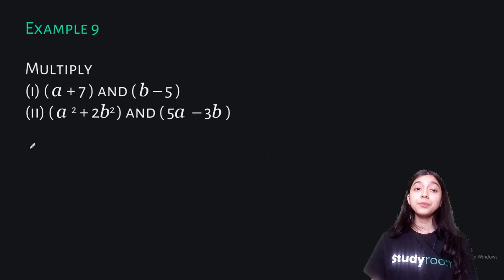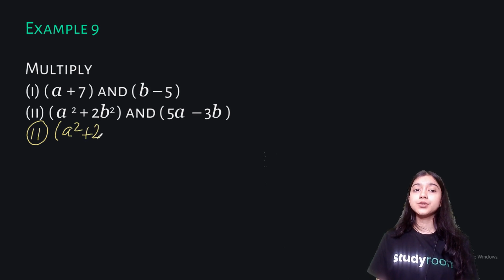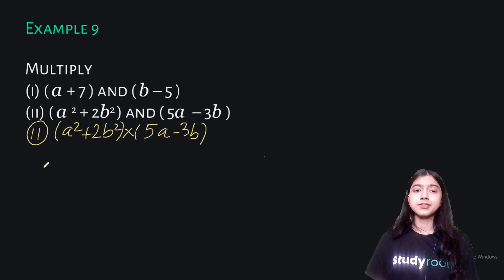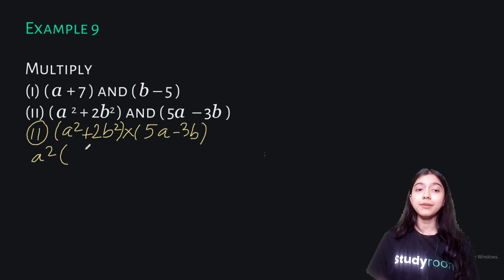The second example that we have over here is, the first binomial is a square plus 2 times of b square. And it is multiplied with 5 times of a minus of 3 times of b. Again, we will follow the same process. We will take the first term of the first binomial and then multiply it with the entire second binomial. That is 5a minus of 3 times of b.